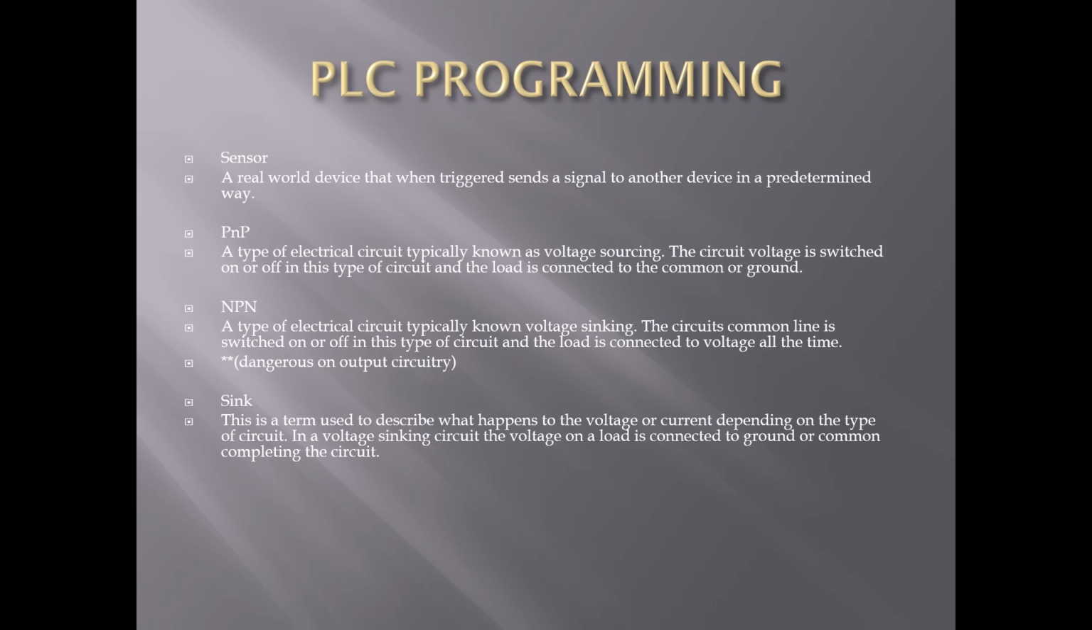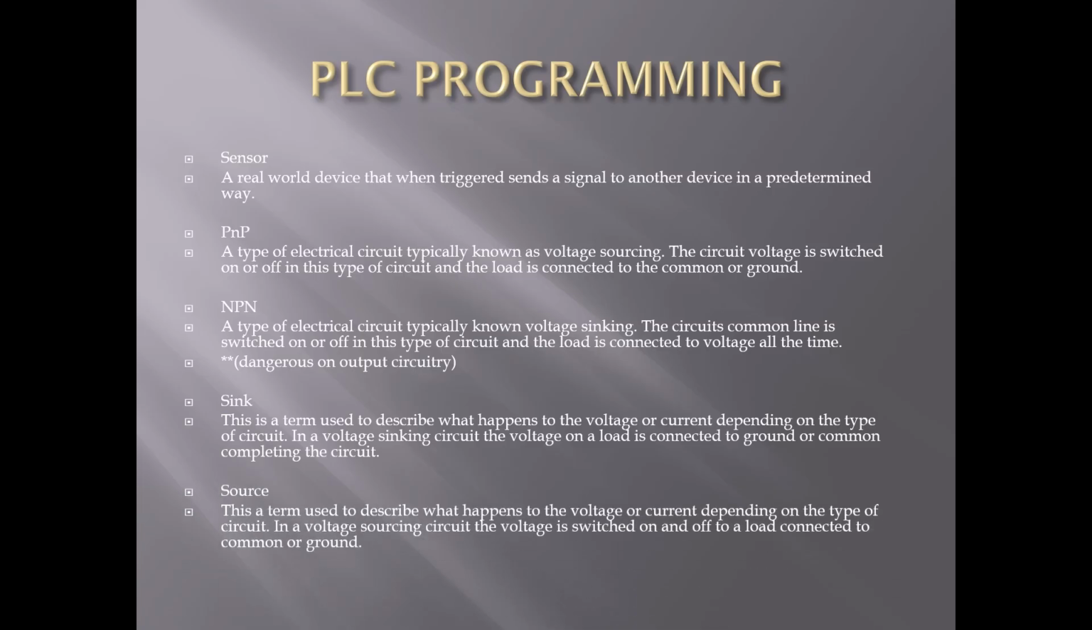Sink. This is a term used to describe what happens to the voltage or current depending on the type of circuit. In a voltage sinking circuit, the voltage on the load is connected to the ground or common, completing the circuit. Source. This is a term used to describe what happens to the voltage or current depending on the type of circuit. In a voltage sourcing circuit, the voltage is switched on and off to a load connected to common or ground.